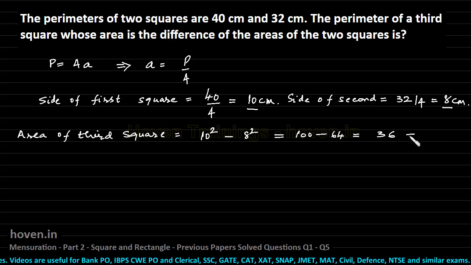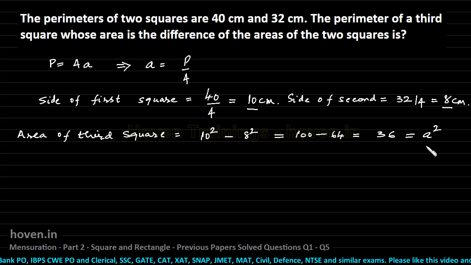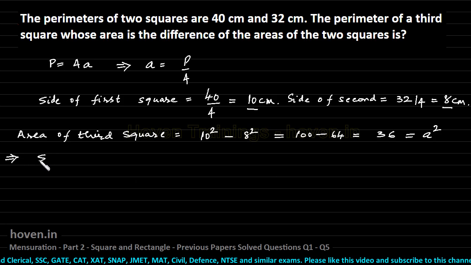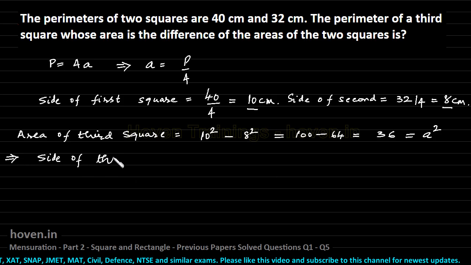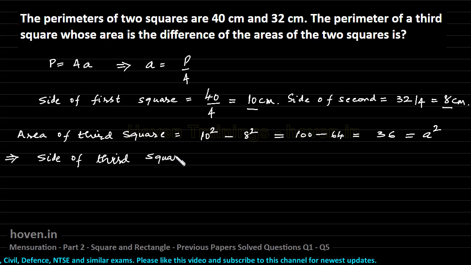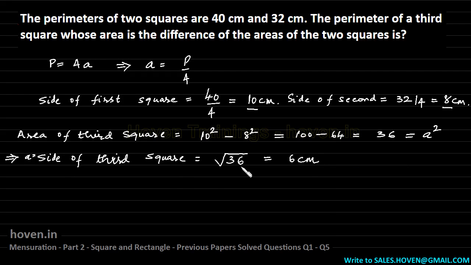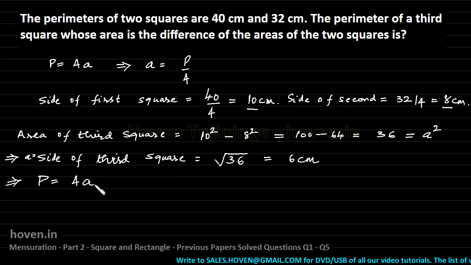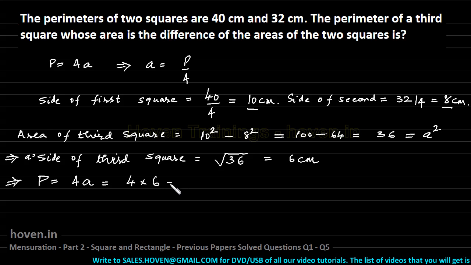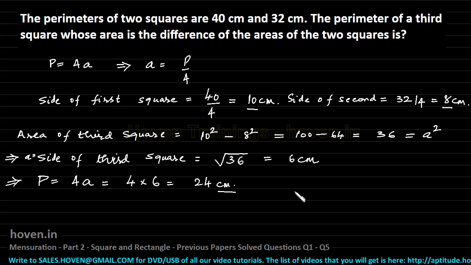Now this 36 should be equal to the square of the side of the third square, which implies the side of the third square should be equal to the square root of 36. A square is 36, so the side would be the square root of 36, which is equal to 6 centimeter. So A, the side of the third square, is 6, which implies the perimeter should be equal to 4 times A, equal to 4 into 6, which is equal to 24 centimeter.